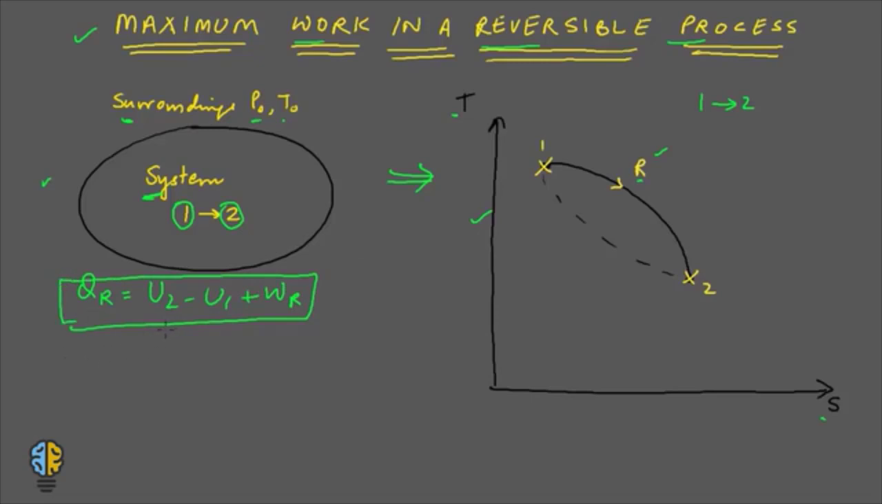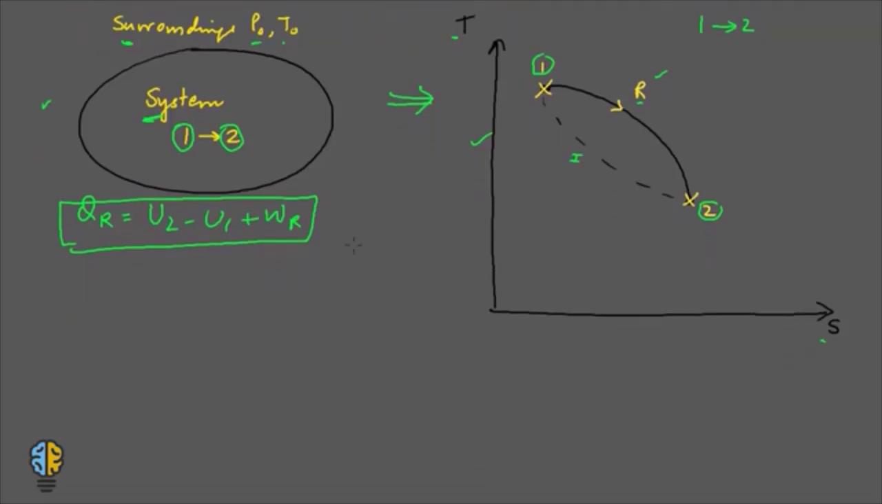Now if the process were irreversible, it would have been represented by a dotted line. So this dotted line is the irreversible path I, and it is connecting the same equilibrium end states 1 and 2. Now let's apply the first law of thermodynamics for the process through the irreversible path. I would have QI is equal to U2 minus U1 plus some irreversible work WI.